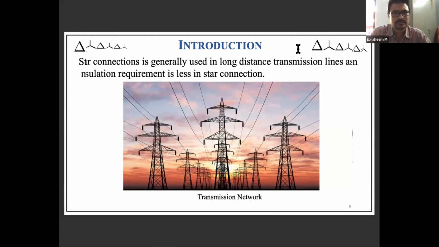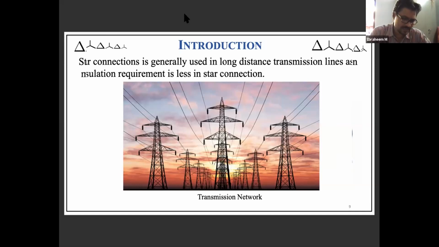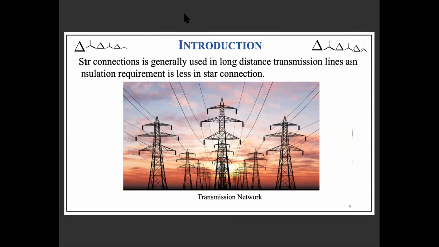Sir, if you see the tower, in the center tower, how many lines are there? Wires. 6, sir. Left side how many? Left side 3 lines, right side 3 lines.